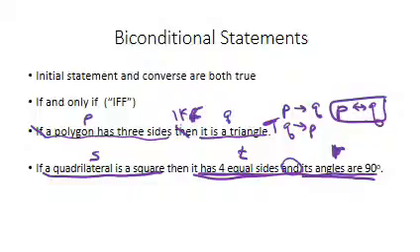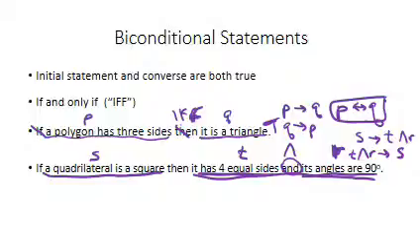So I'm going to use a symbol for and. It looks a bit like a circumflex. That is our logic notation for and. So to write my initial statement, I would write S implies T and R. To determine if it is biconditional, I need to look at the converse. So I swap the hypothesis and the conclusion. Let's see. If a quadrilateral has 4 equal sides and its angles are 90, then it is a square. True. That is true too.